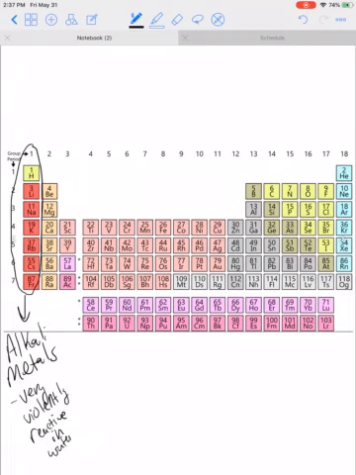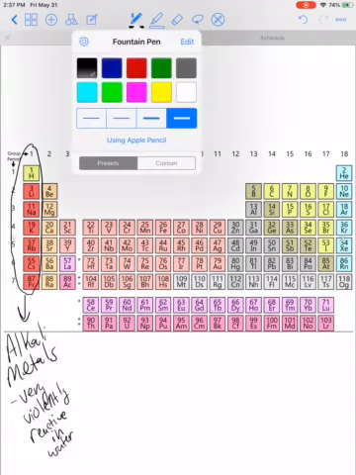And all of the elements in this family share very similar properties to that. They're not all exactly the same, but they are very similar. So these are the alkali metals.